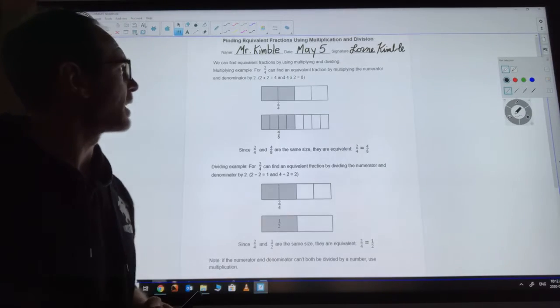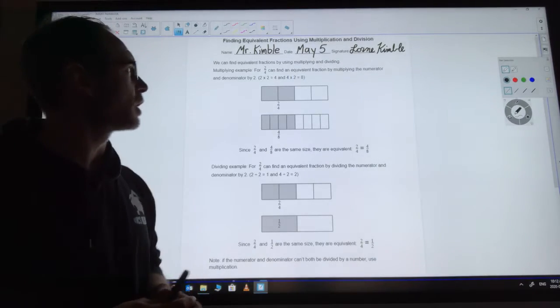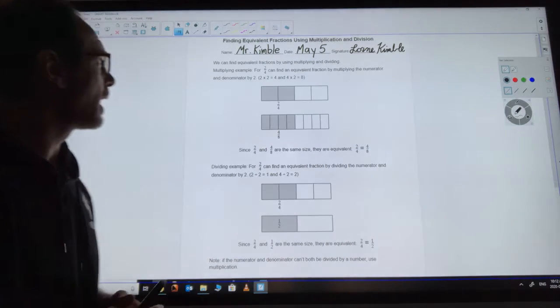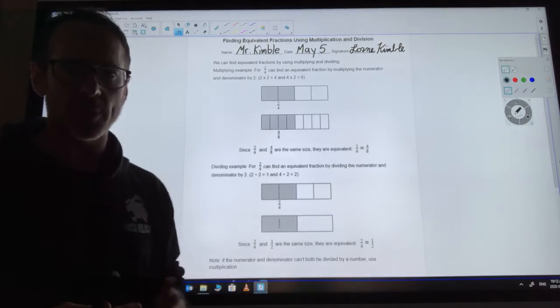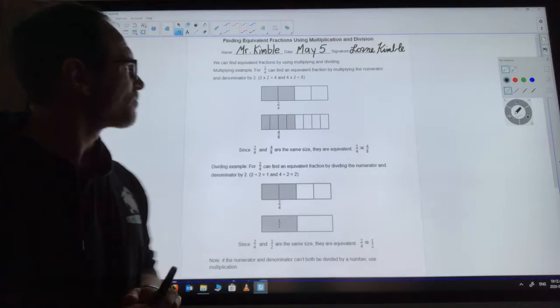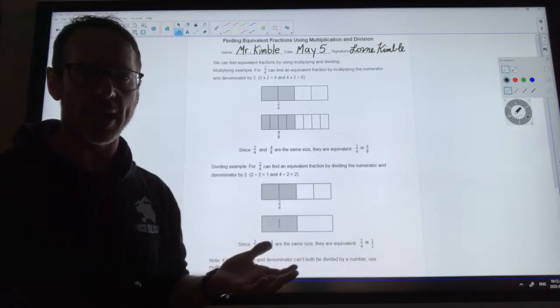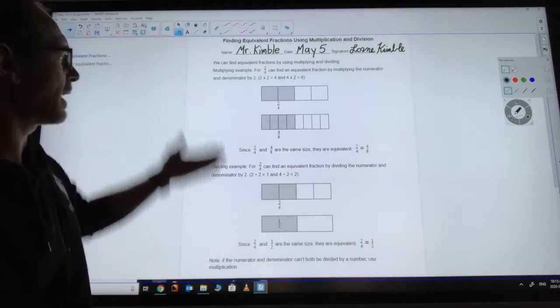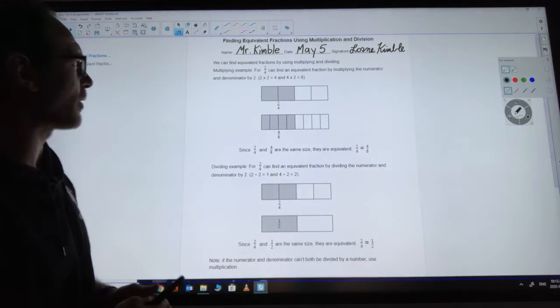For today's math lesson, I want to look at how we can find equivalent fractions using multiplication and division. Now, we were using just our fraction strips in the previous assignment. We can take a shortcut on that if we use multiplication or division. So I gave you guys a couple of examples of how that works.